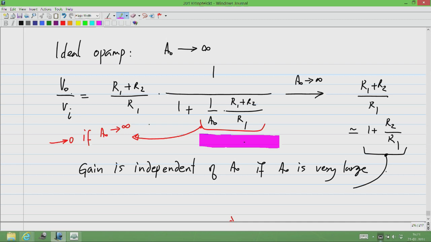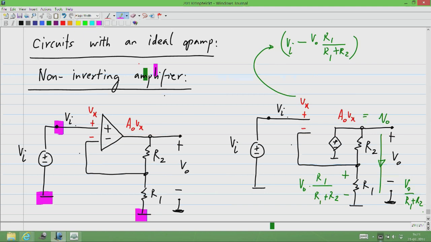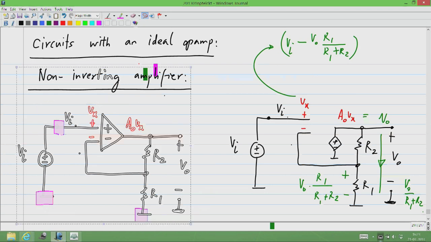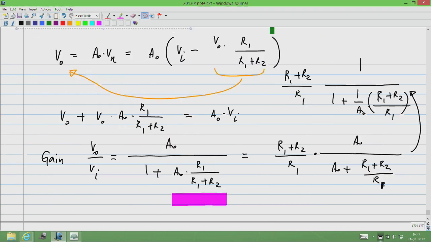I hope that is clear. Also, let me copy over this circuit.